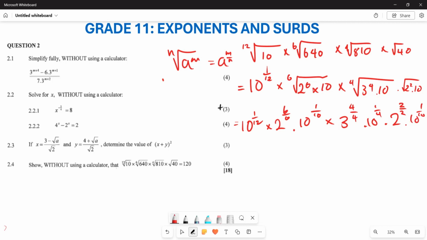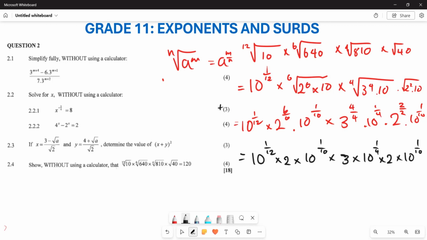Now I want you to look at something. Is there anything that you can do here? Let me just simplify this. This is the same as 10 to the power of 1 over 12, multiplied by 2, multiplied by 10 to the power of 1 over 10, multiplied by 3, multiplied by 10 to the power of 1 over 4, multiplied by 2, multiplied by 10 to the power of 1 over 10. So basically, this is one and the same thing, right? So what is it that you're going to have now?